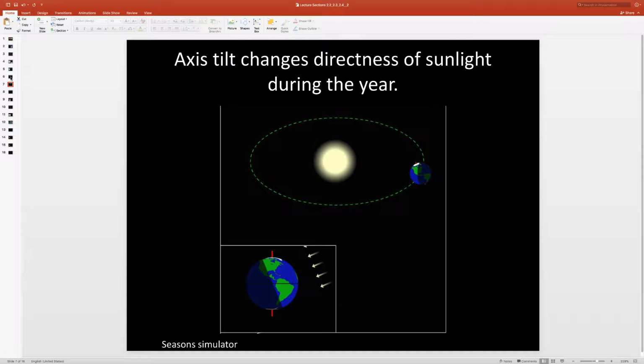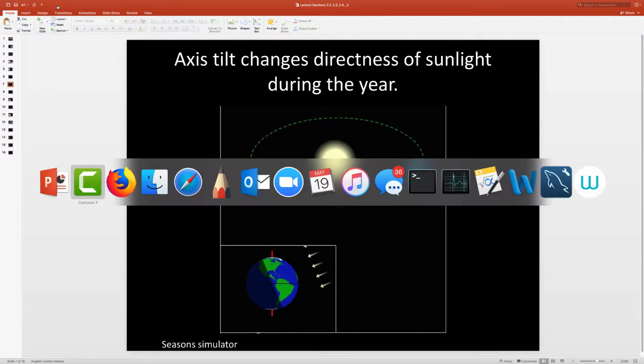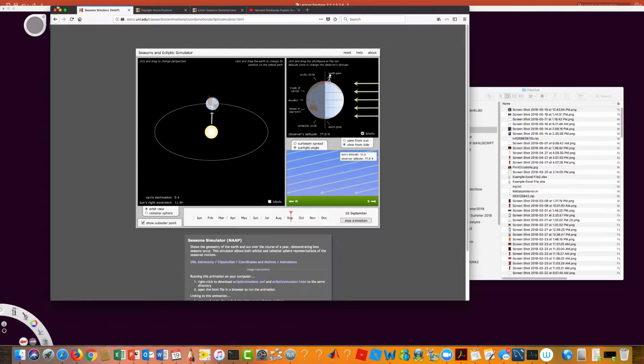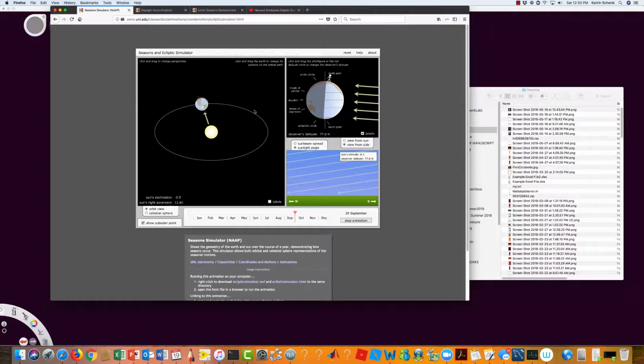Right, and this is the whole point, that it's the axis tilt that's causing the changes in the directness of the light. So let's take a look at a simulation and see if we can understand this a little better. Okay, so this is one of the University of Nebraska-Lincoln simulations. They're great for trying to understand all this stuff. So here we are, we have the Earth tilted, as we know, to the ecliptic. That's this plane going around the sun.